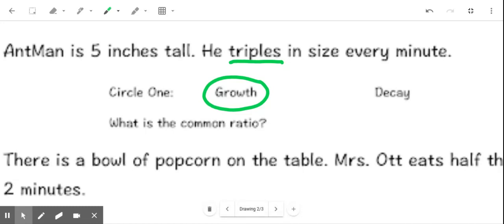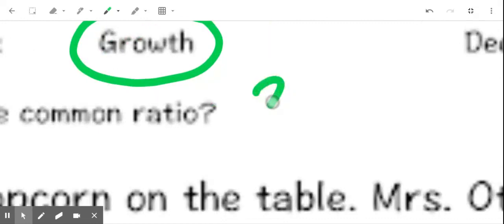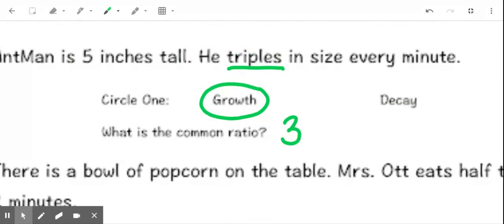So now we want to ask ourselves, well, what is that common ratio? Well, you guys know this. It might not be written out in number form, but the word triple has only one number that is attached to it. Think baseball. When you hit a triple, you get to which base? Third base. So what is the common ratio in this case? That common ratio will be 3. So the word that tells you whether or not you're growing or decaying is also the word that's going to help determine by how much you are growing.